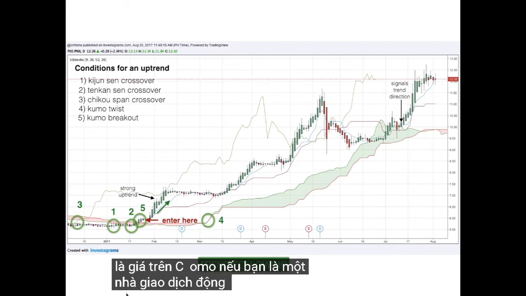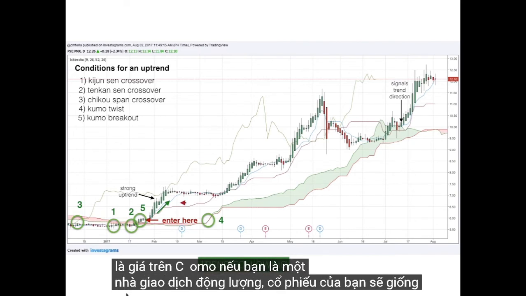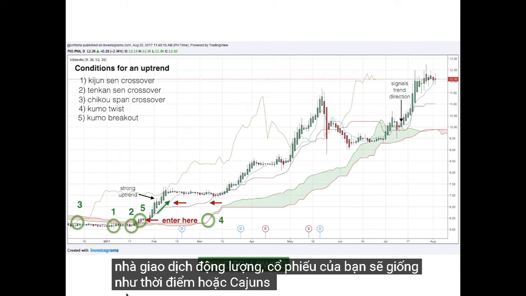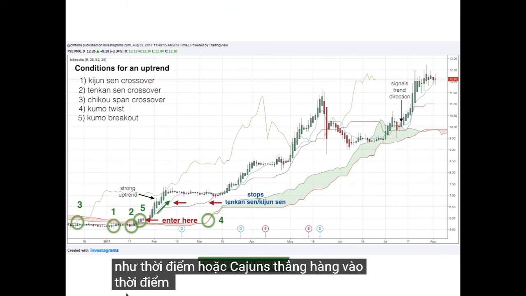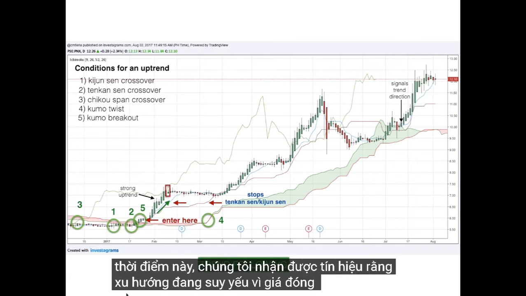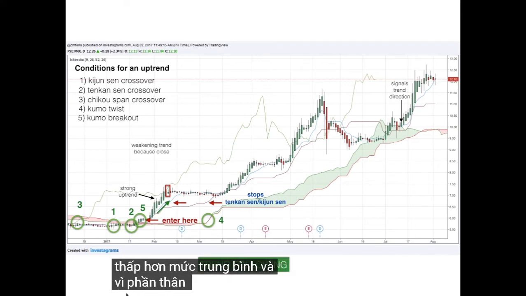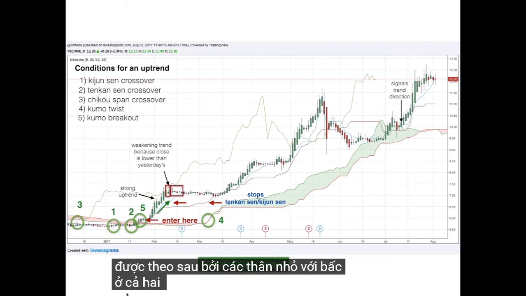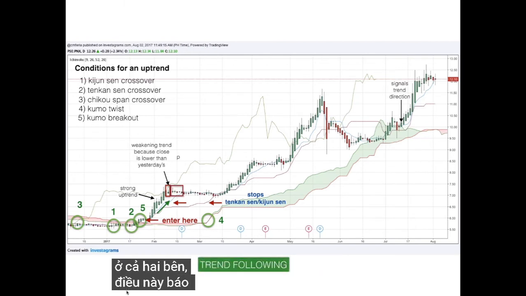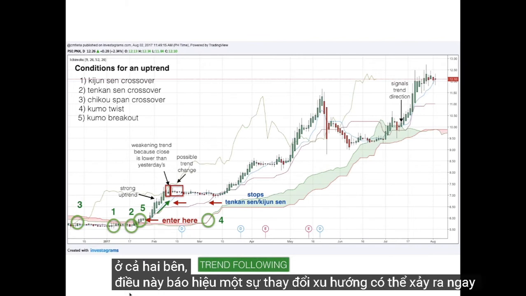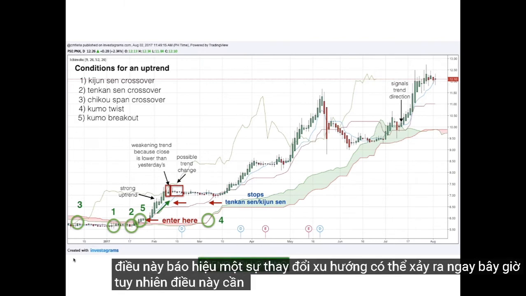If you're a momentum trader, your stops would be the Tenkan-sen or the Kijun-sen line. At this point, we get a signal that the trend is weakening because the closing price is lower than the average and because the body is also smaller. This was followed by small bodies with wicks on both sides. This signals a possible trend change. Now, however, this needs to be confirmed.